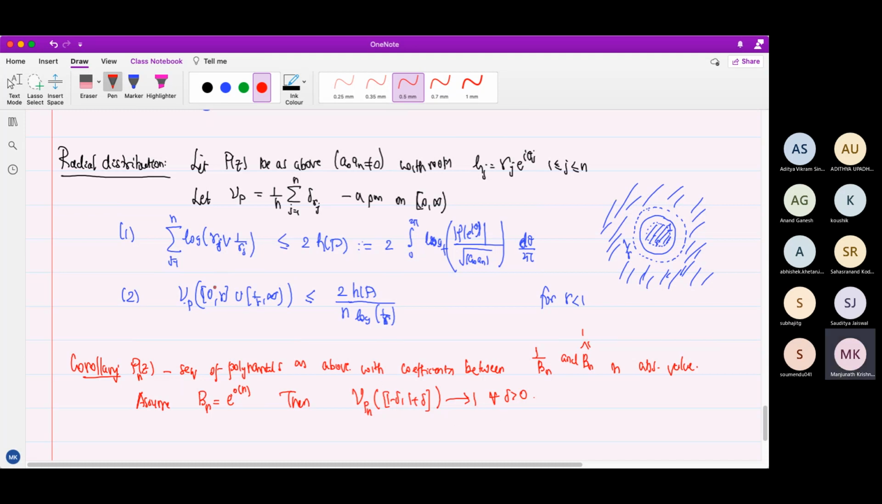It immediately follows from here, because 1 minus delta, 1 plus delta, just take this r. I mean, you don't have to write it in 1 minus delta, 1 plus delta form. Take any r less than 1. Look at what happens to nu pn of this.